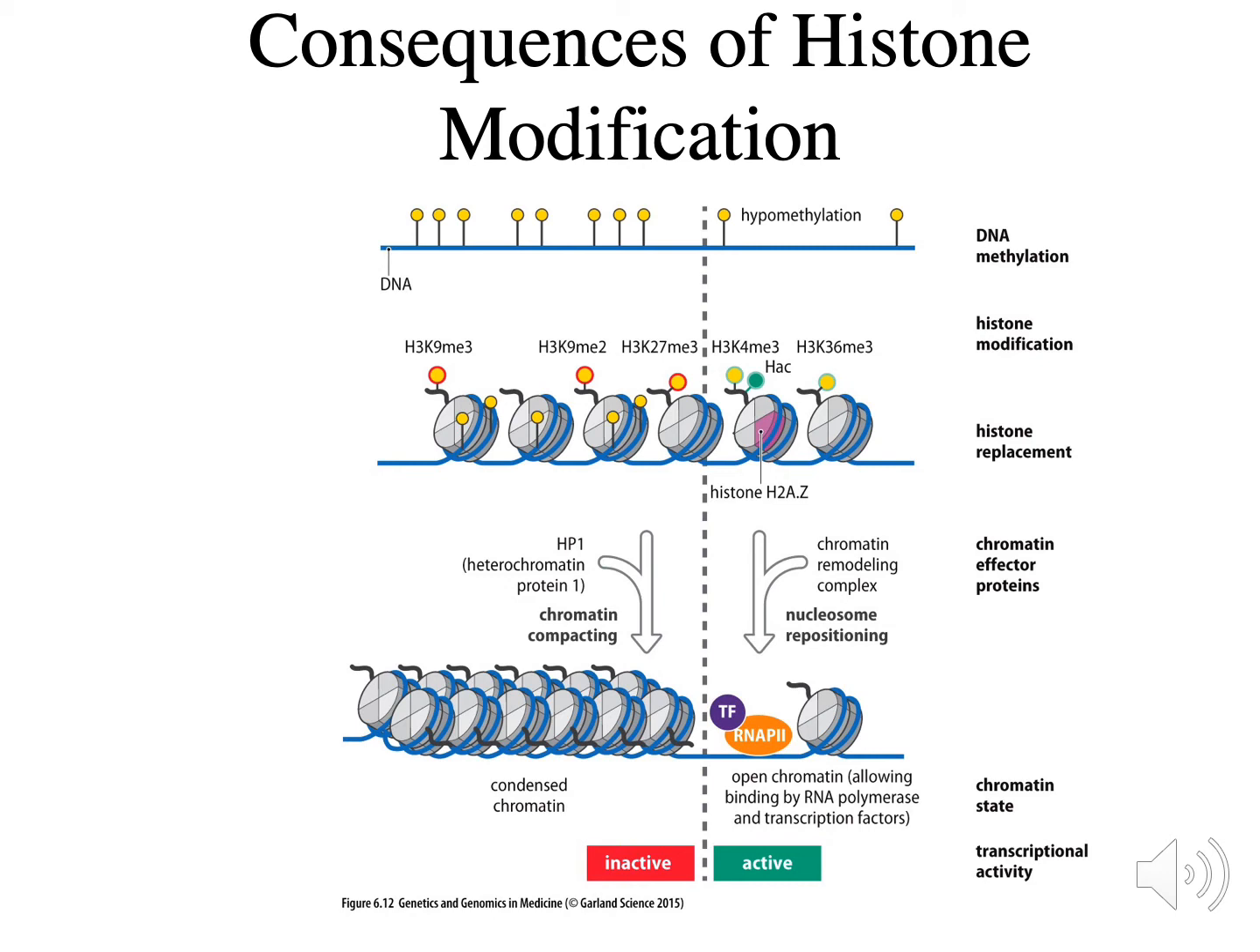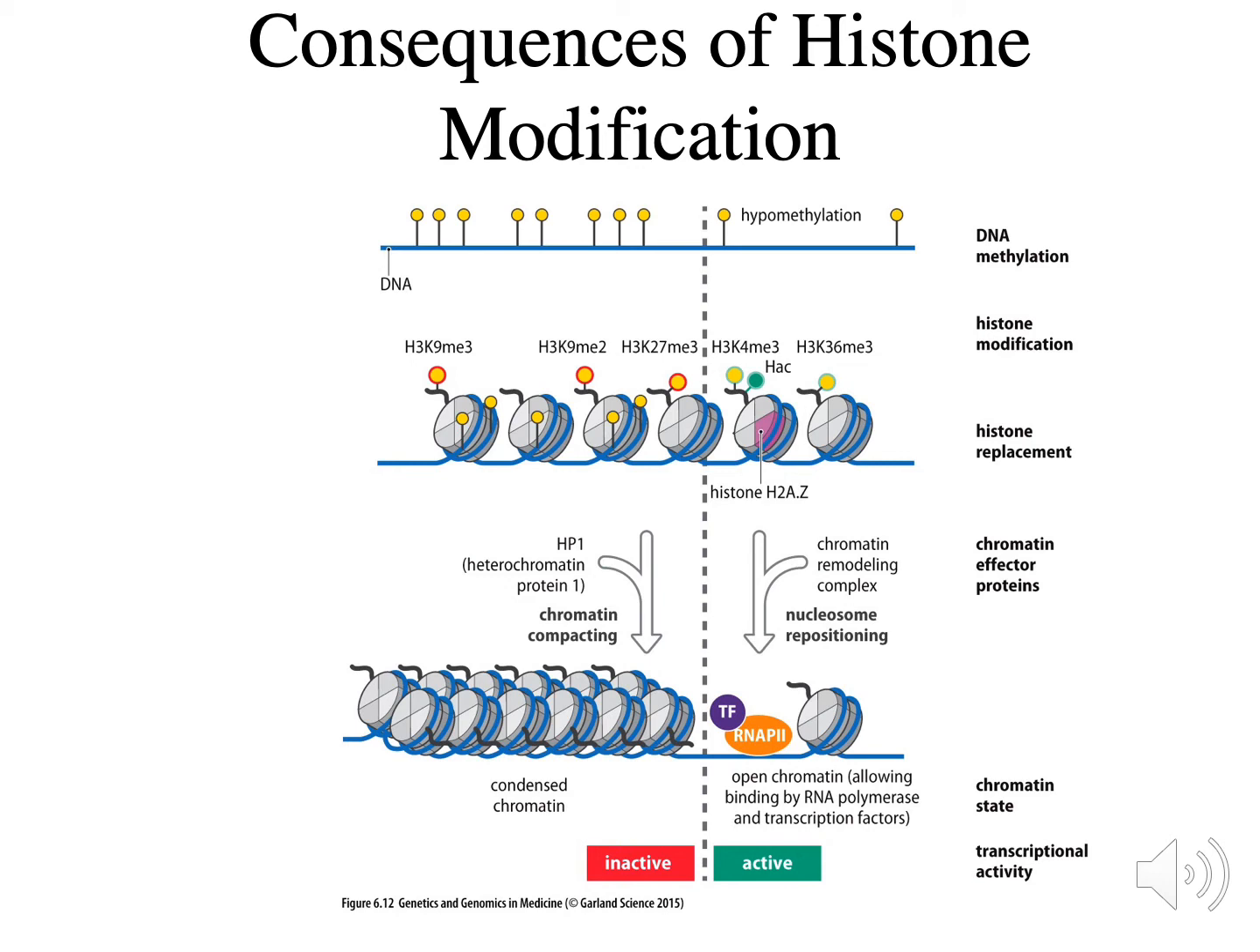When you look at the topmost part of this figure, the blue line represents DNA, and the yellow circles represent DNA methylation. And so you can see, as we had stated earlier, that DNA methylation is associated with transcriptionally inactive states, and that hypomethylation, or low levels of methylation, are associated with active states.